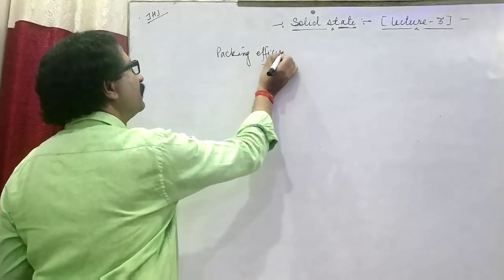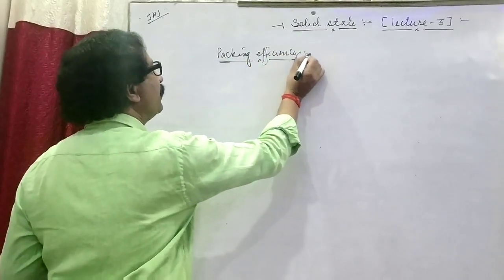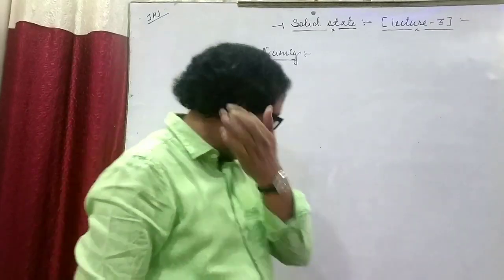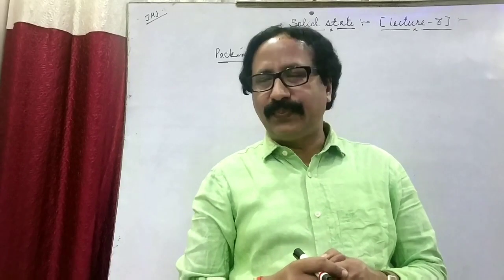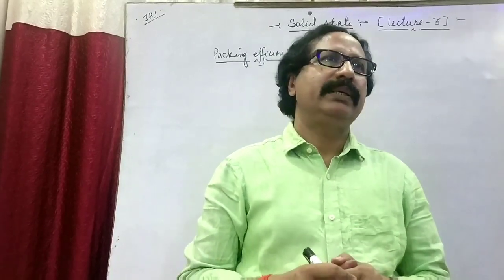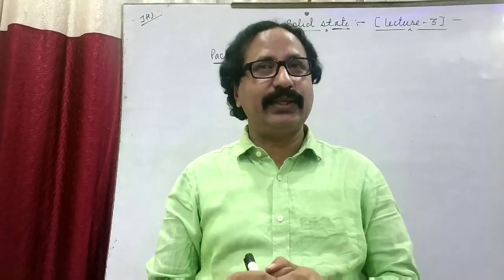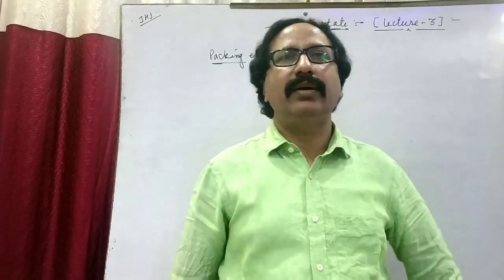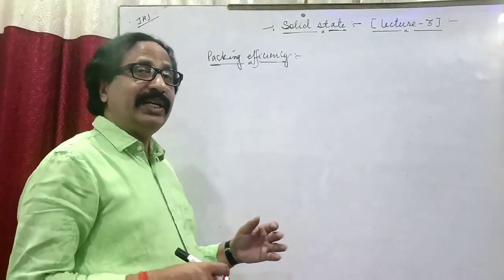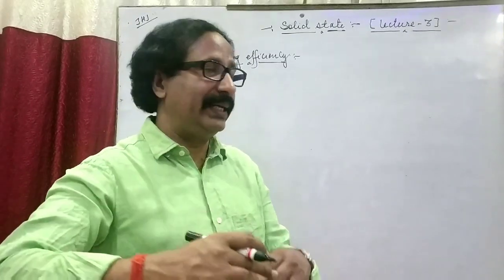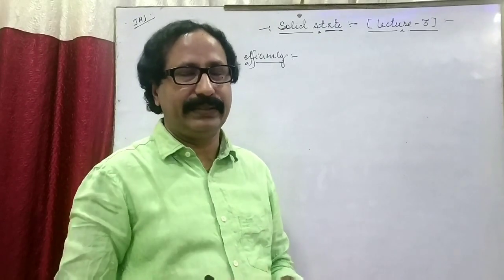Packing efficiency of unit cell. As you know well, unit cells are formed by the combination of spheres, meaning points. Points are said to be atoms, ions or molecules. These spheres occupy the space inside the unit cell, because the unit cell is the solid component.